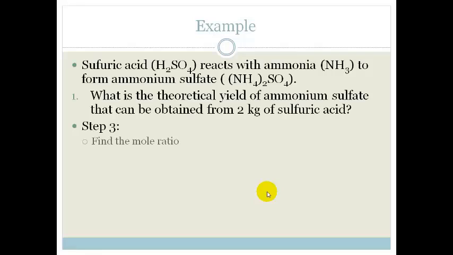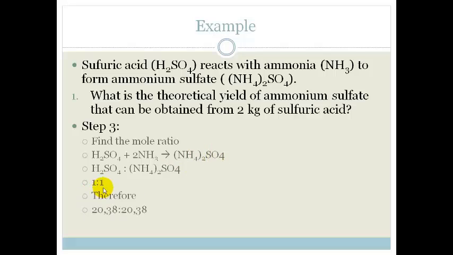Now we have to look at the mole ratio. So we've got to go back to our balanced equation. Now we're only at the moment looking at our sulfuric acid and our ammonium sulfate. Remember, this is not a maths equation, this is a chemical equation. So we're saying therefore that 1 mole of sulfuric acid is going to give me 1 mole of ammonium sulfate. So the ratio is 1 to 1. Therefore, if we were given 20.38 moles of our sulfuric acid, we have to make 20.38 moles of ammonium sulfate.